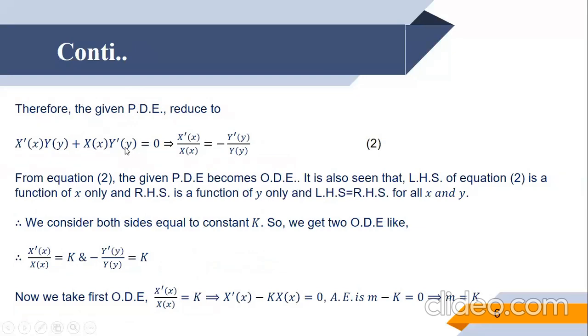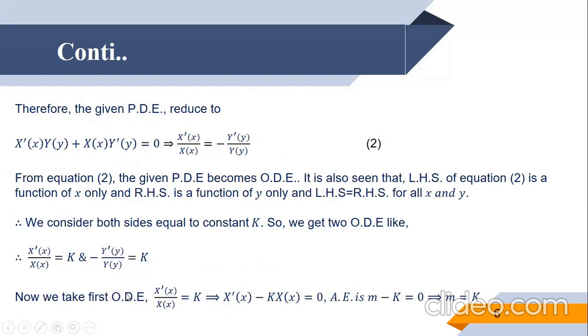And here we use the separation of variables method, then we separate both. X dash upon X is equal to minus Y dash upon Y. And then left hand side is equal to right hand side, we can consider equal to constant k. So we get two ordinary differential equations. One is X dash upon X is equal to k, and another equation is minus Y dash upon Y is equal to k.